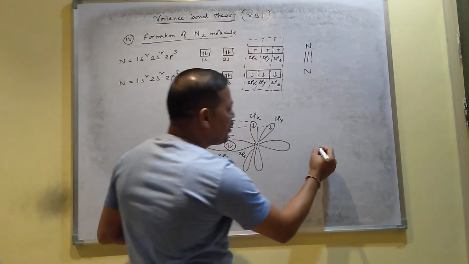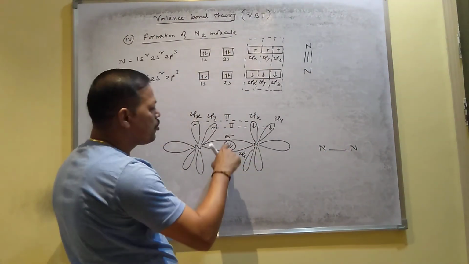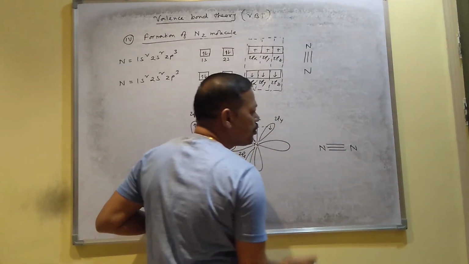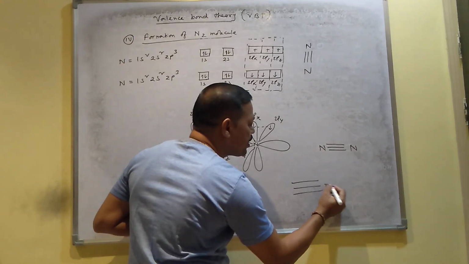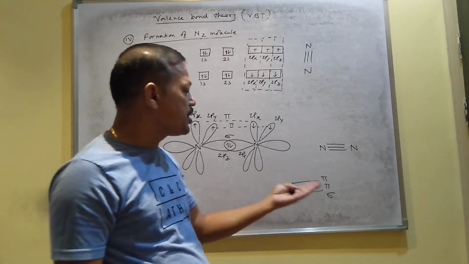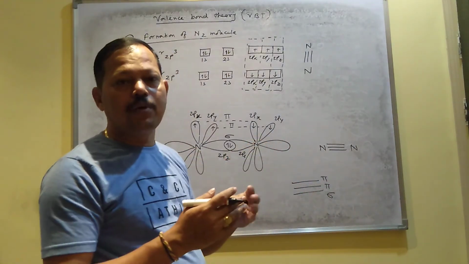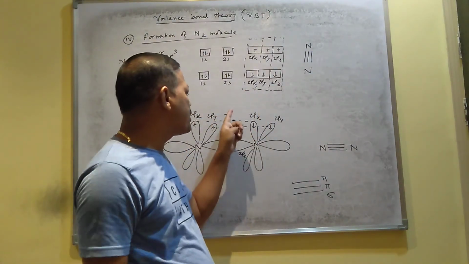That means nitrogen and nitrogen first produce a sigma bond. After formation of sigma, it produces another two pi bonds like this. So in a triple bond, one is called sigma bond, another two are called pi bonds. So a covalent bond you can classify into sigma and pi this way, depending on the type of overlap. If head-on overlap takes place, you get sigma, and if sidewise overlap takes place, you get pi bond.